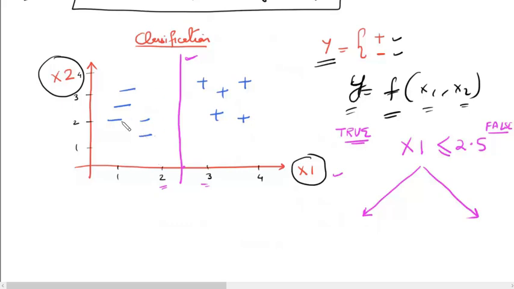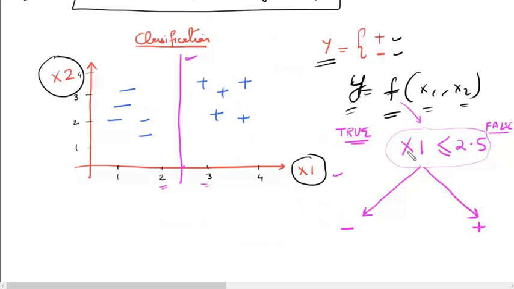We get all the minus points. So I will write here minuses. And what if it is false? If it is false, we get all the plus points. So this is the mathematical function that we were looking for. This mathematical function, this f is this inequality.